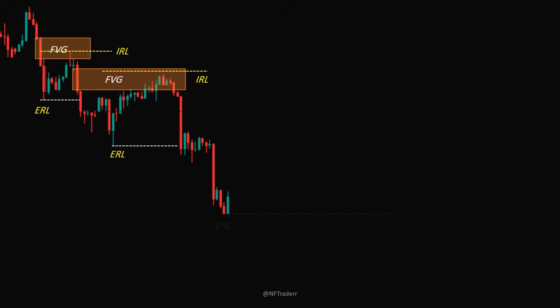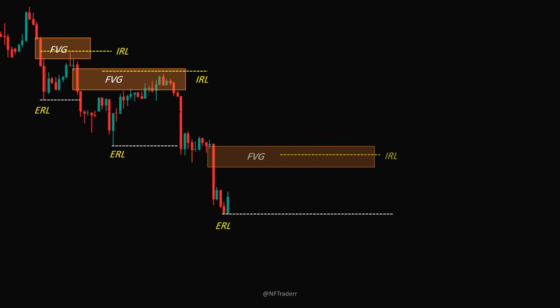But here's where things get interesting. After collecting that external liquidity, price doesn't just keep crashing. Instead, it pulls back, and where does it go? Right back into a fair value gap left behind during the initial drop. That's the market rebalancing, tapping into internal liquidity to restore efficiency in the move. Once that imbalance is filled, the cycle continues.